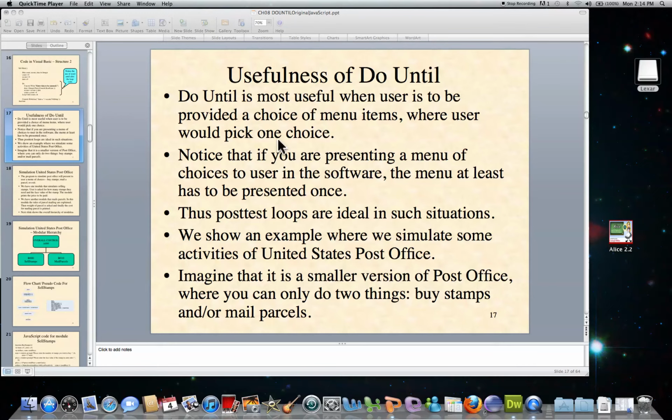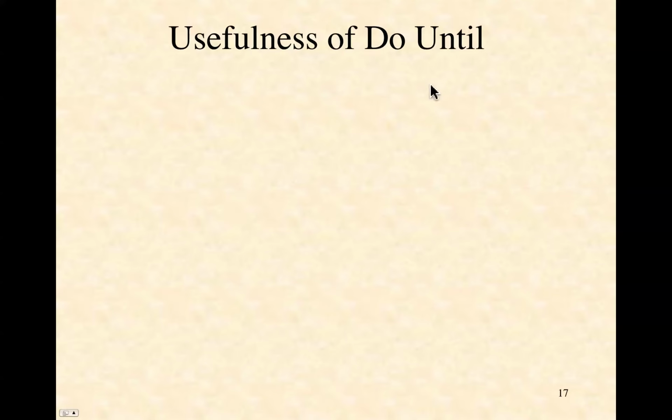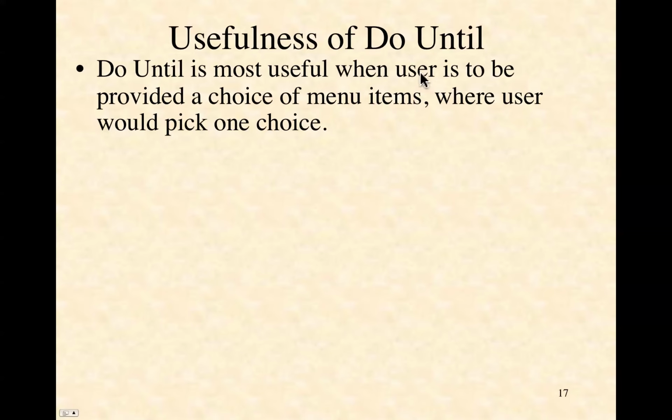Okay, this is part 3 of the Do Until or Post Test movie. Basically, what I want to re-emphasize here is the usefulness of Do Until or Post Test loops. Do Until or Post Test loops are most useful when the user is to be provided a choice of menu items, where the user would pick one choice, and of course one of those choices could be exiting the menu.